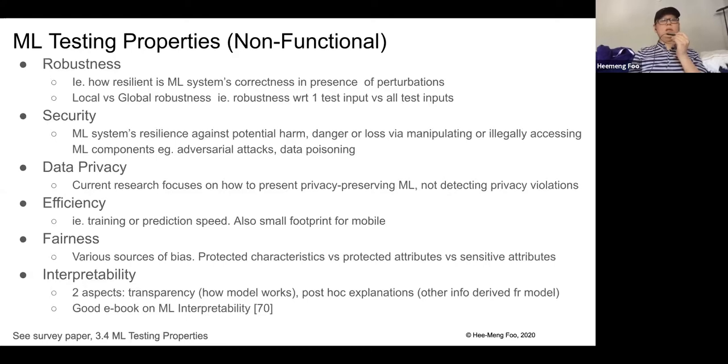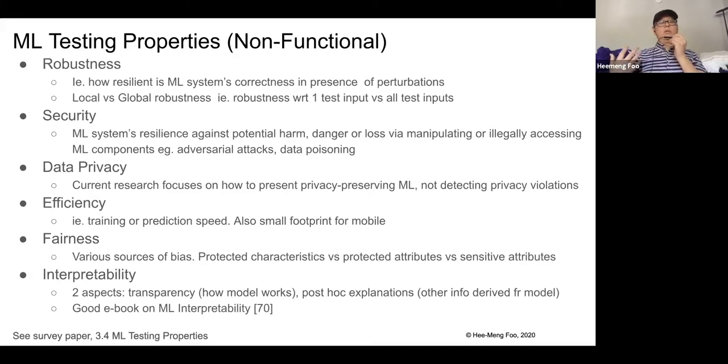Data privacy. So current research focuses mainly on privacy preserving and not detecting. So that's another gap that is still a research area. Efficiency, how do we speed up the training and prediction speed? Interestingly, the training of a machine learning system, some of the deep neural networks can take a while to train, even with distributed training. Sometimes it is in the order of days and so on. So that's one area of research still.